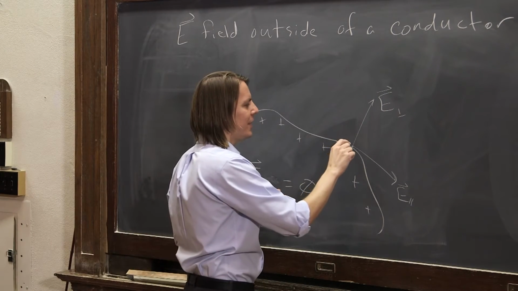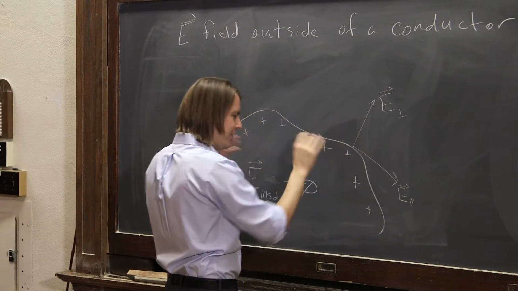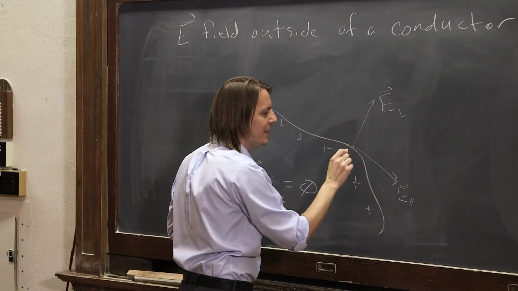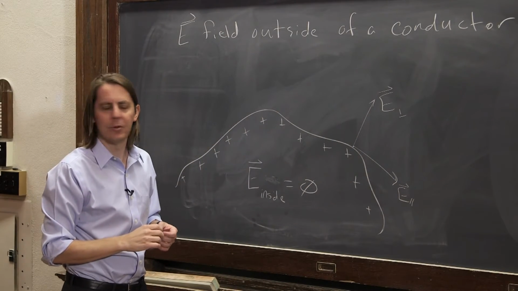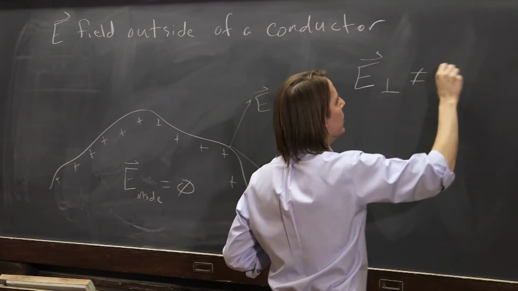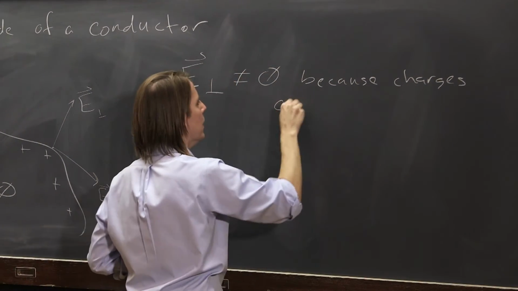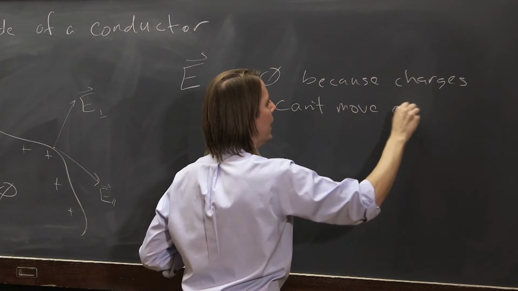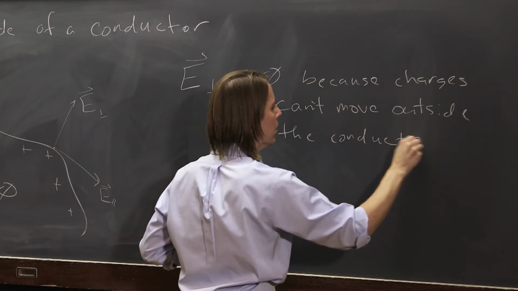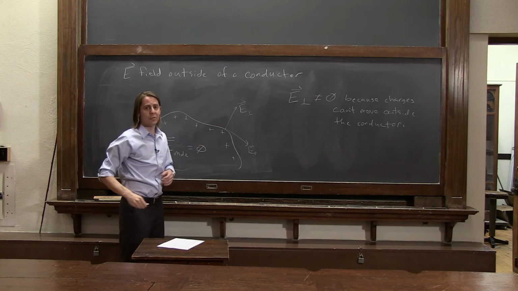Okay? So the E field just outside actually can exist in this direction, perpendicular. Because you would say, well, whenever there's an E field inside, it goes away because the charges can move in a way that will cancel it. Well, this is the one way they can't move. They can't move out of the material. They're stuck in the material. So E perpendicular does not equal 0 because the charges can't move outside the conductor. Because to move outside the conductor, they have to move perpendicular to the surface.